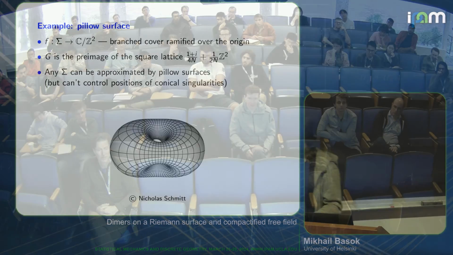What's the genus of this picture? I think 2. How many conical points should I look for? I think 2 points. Okay, they're hidden. They're hidden just behind. They're behind.